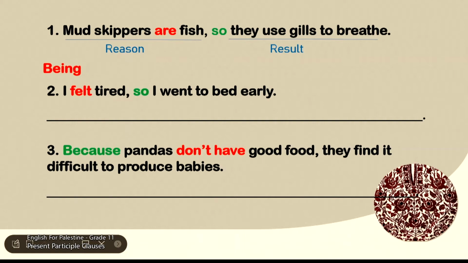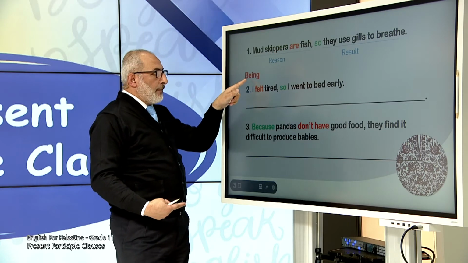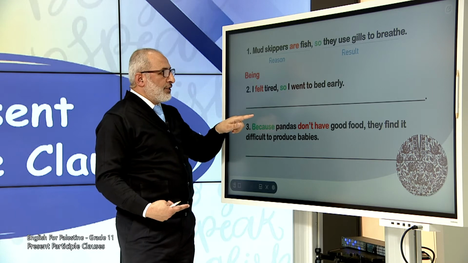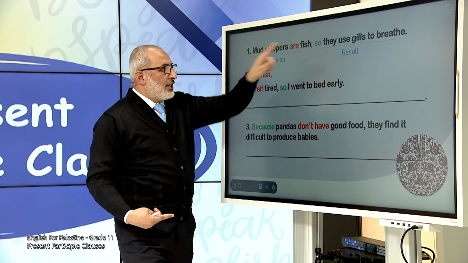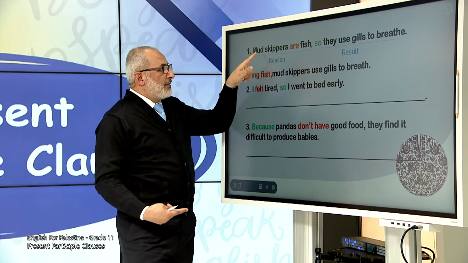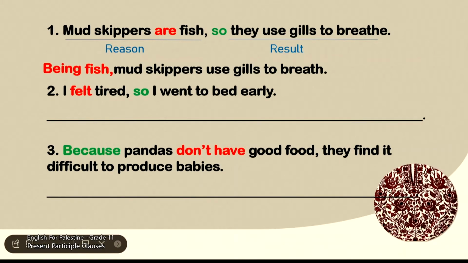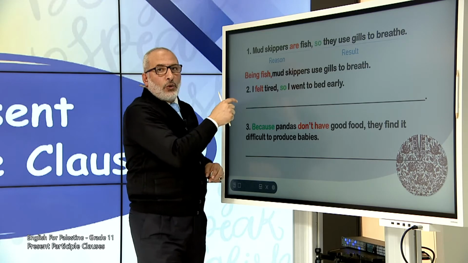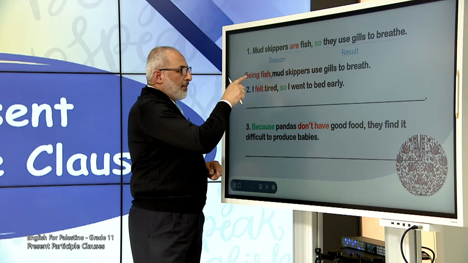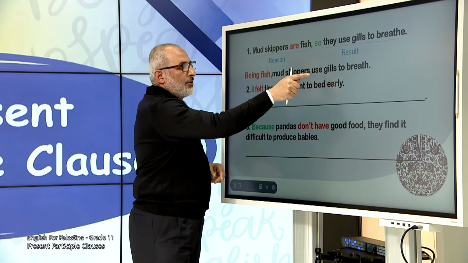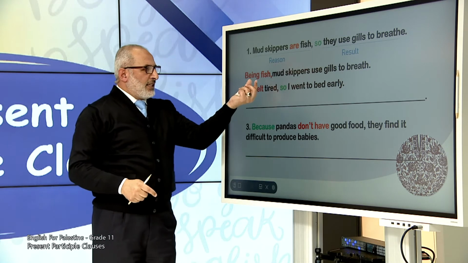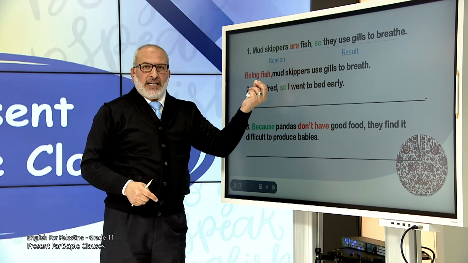This is the verb. We make it to ing form. Being fish, mud skippers use gills to breathe. So if you look here, what do I do? I change the reason from this form into ing form, or present participle. Being fish, mud skippers use gills to breathe. So here, if you notice, the sentence is very simple.